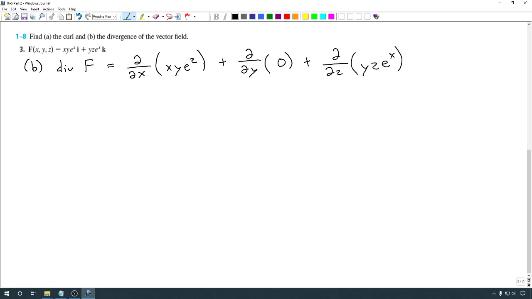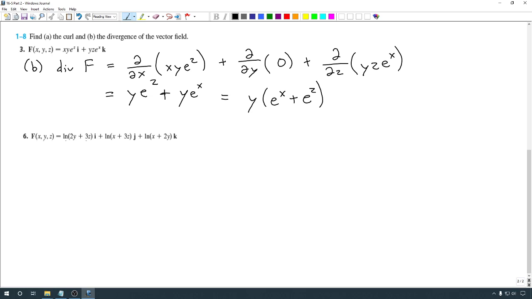Derivative of xy e to the z with respect to x is going to be y e to the z. Obviously, the derivative of 0 is 0, so I'm just going to skip that one. Derivative of yz e to the x with respect to z is y e to the x. And in fact, I'll go ahead and factor out the y and put the e to the x first, just because it's an easy enough step to do.